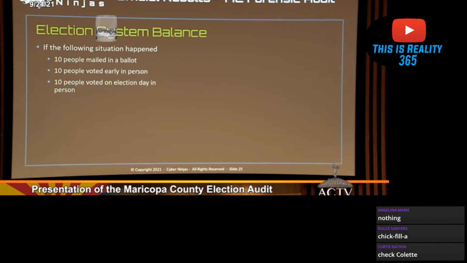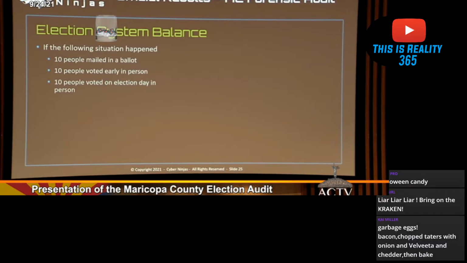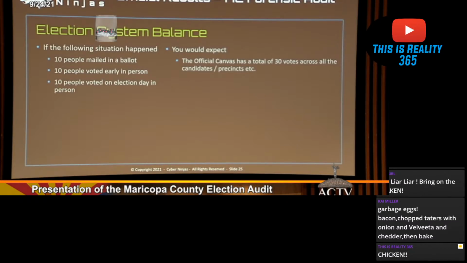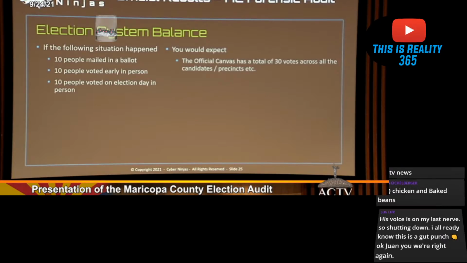So just to give an example on how these systems work in order to match everything up. If we have 10 people who mailed in a ballot, and we had 10 people who voted early in person, and we had 10 people who voted on election day in person, we have 30 votes that are out there. So what this means is we should have the official canvass with 30 votes, and it should be allocated per precinct accordingly. It should be allocated based on the candidates, and you should have your official tallies associated with it.